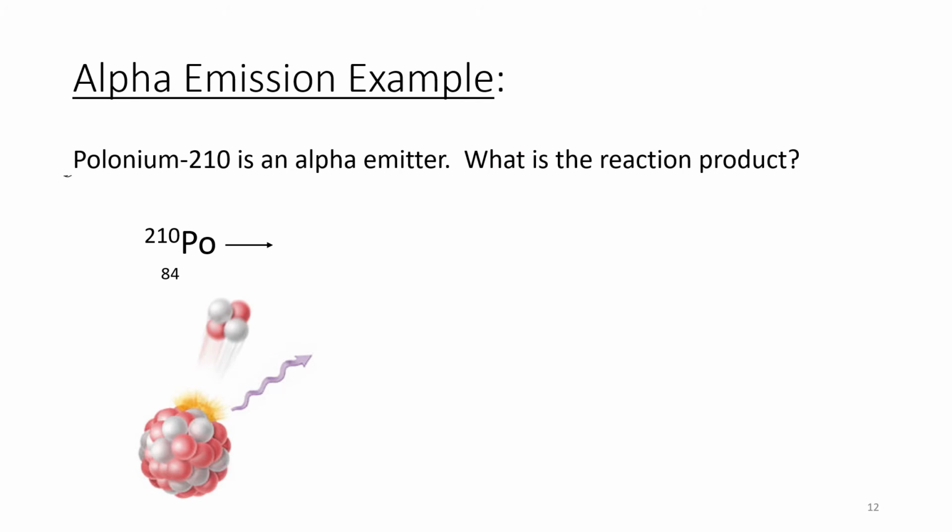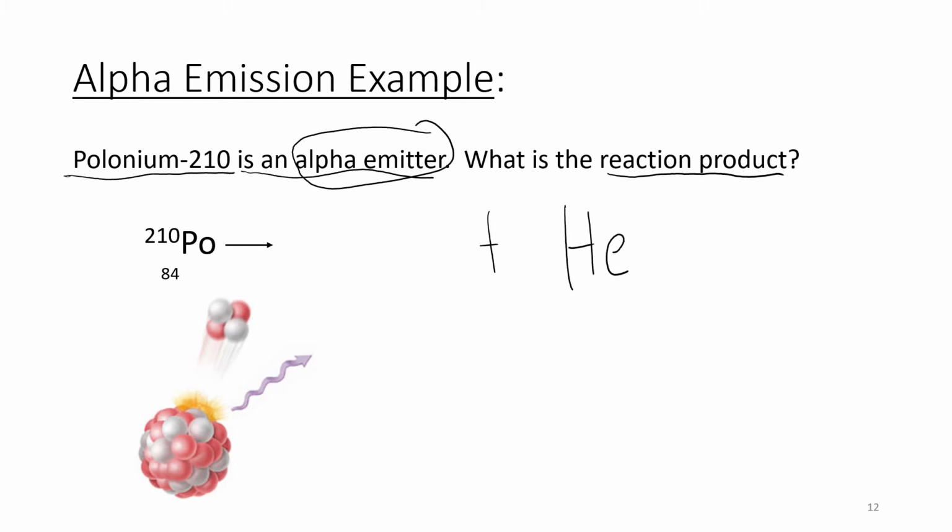In this example, we have polonium-210, which is an alpha emitter. We want to know what the new reaction product is. So the first thing we always want to start with is writing our symbol for an alpha emitter, which is something you need to remember: helium, with mass number 4 and atomic number 2.